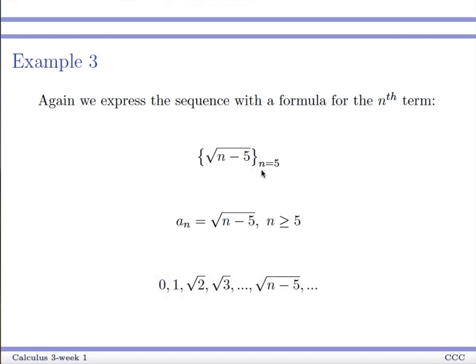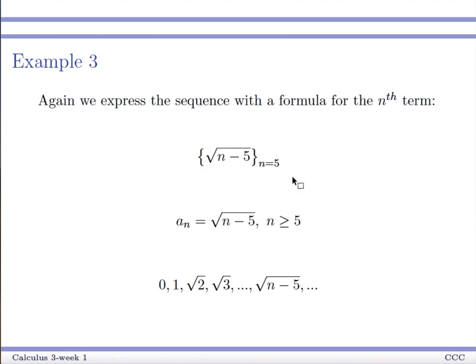Not starting at 1 now, so now I'm starting at n equals 5. So I've got the sequence where my nth term is the square root of n minus 5. If I plugged in numbers less than 5, I would have imaginary numbers, which is fine. You can have a sequence with complex numbers. I'm keeping my sequence real for right now because we won't deal with complex numbers until later in the term.